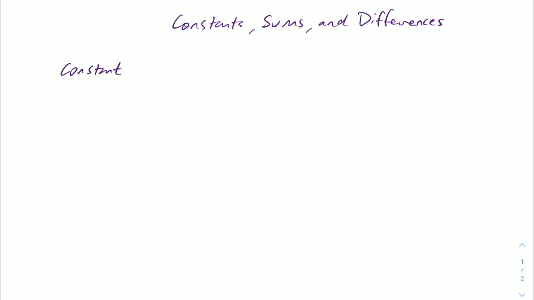Okay, so in this video we're going to talk about constants, sums, and differences. Constants can appear in functions in two ways. One, they can appear alone. Say the function is a constant. In this case, the derivative is going to be 0.